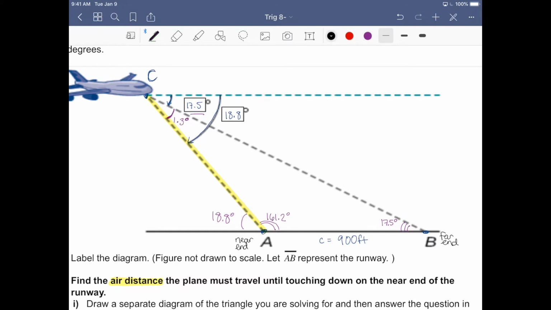All right, so let's not forget that part C is asking us about the ground distance that the airplane has to travel in order to reach the near end of the runway, as well as the altitude of the plane right when it starts to descend. So what I'm going to do is drop a perpendicular here, and I'm going to label this point D.